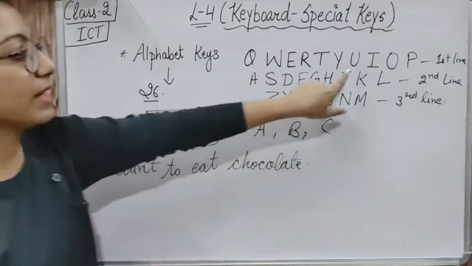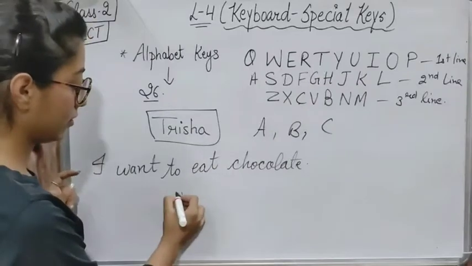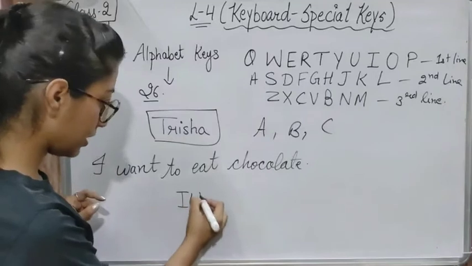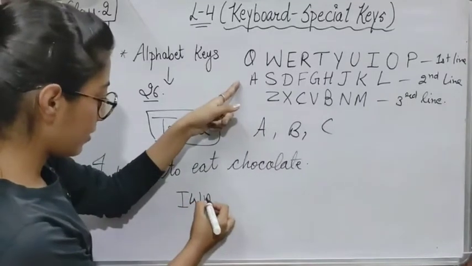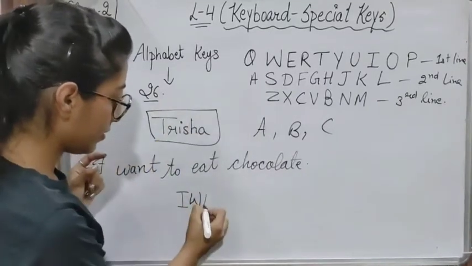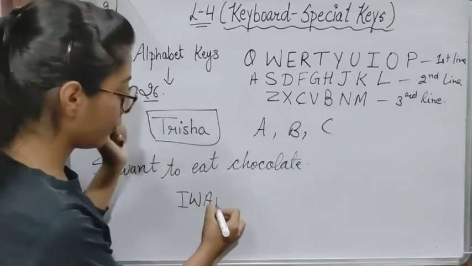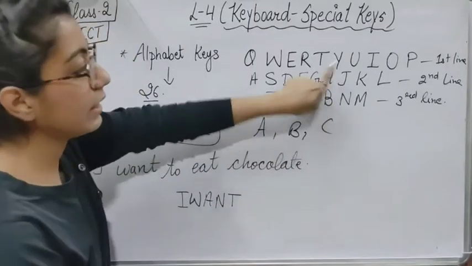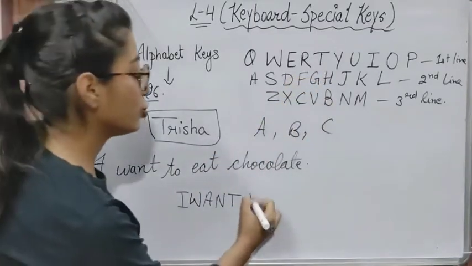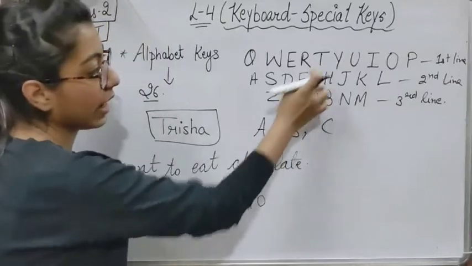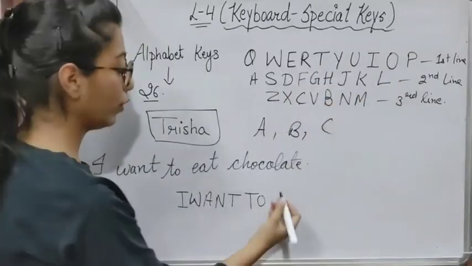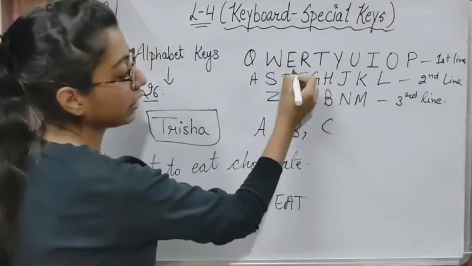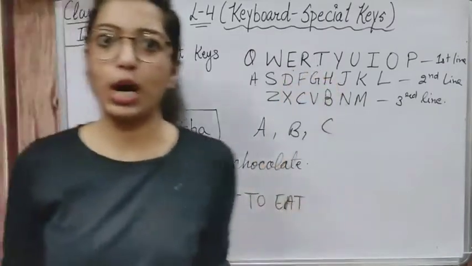See, firstly we will press I. Then we will press W, A, and we will press N. Then we will press T. I want to, T again, and then O, want to eat, E-A-T. So this is how we can type.